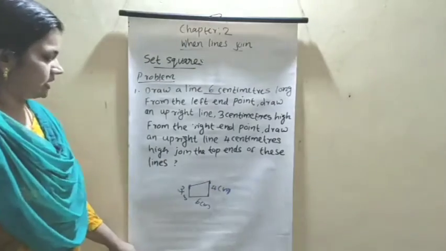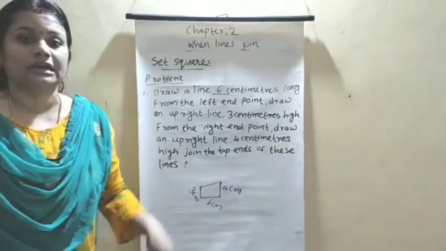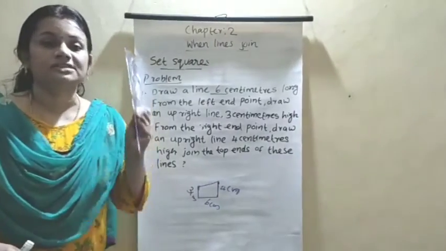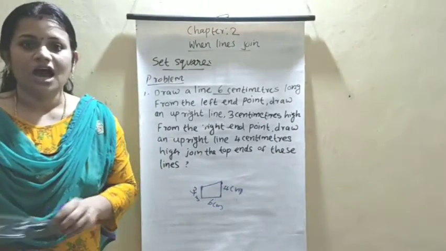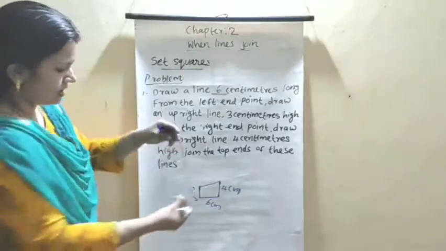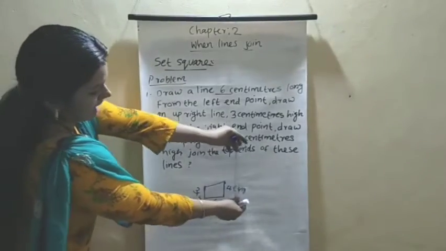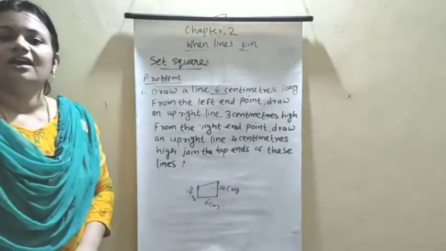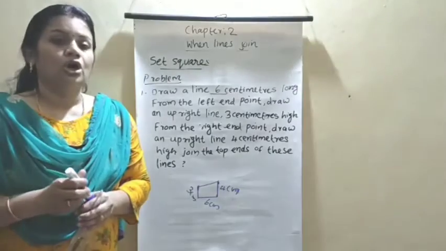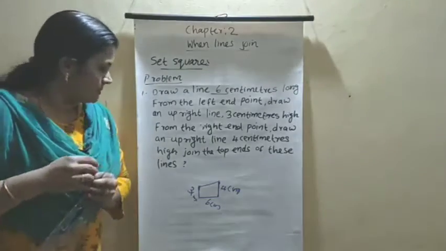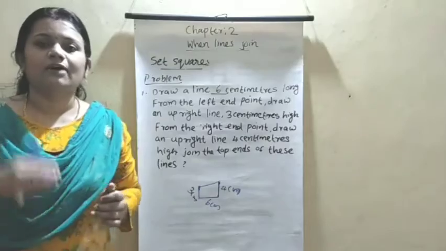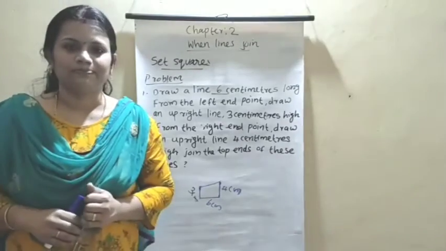Okay, understood children how to draw a quadrilateral with your set square? How to put the set square, you know? At the left side like this, the right side like this. Okay, understood. So one problem is done. If you have any doubt, you ask me in class time.